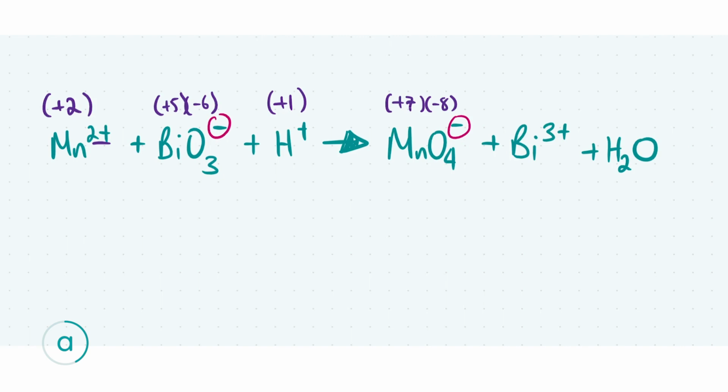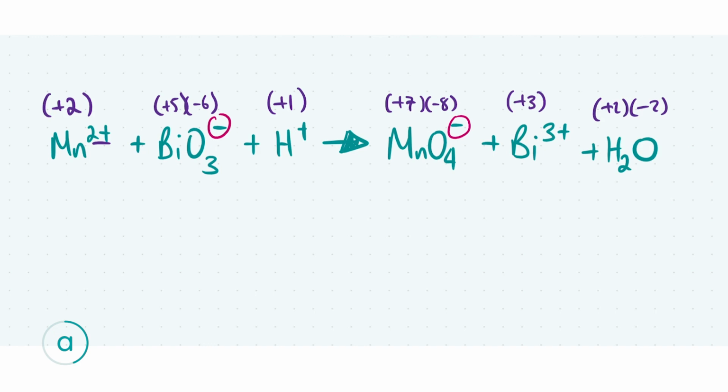Looking now at this Bi3+, it's going to have the same rules as before. It's just going to take the charge of the ion because it's on its own, so it's going to be a 3+. And then looking at water here, the oxygen itself is going to carry that -2. And then we have two hydrogens, which means that they're going to carry a +2 charge, so +1 for each of those hydrogens. And because there's two, it's going to be +2 in total.